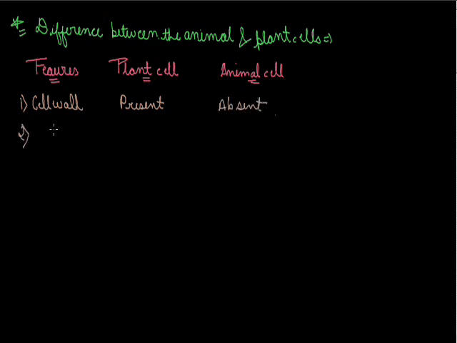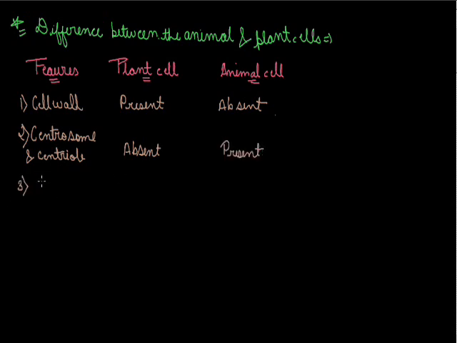The second feature is the centrosome and the centriole. Centrosome is the cell organelle, while centriole is the disc-shaped structure which is present in the centrosome. They are absent in plant cells while present in animal cells.